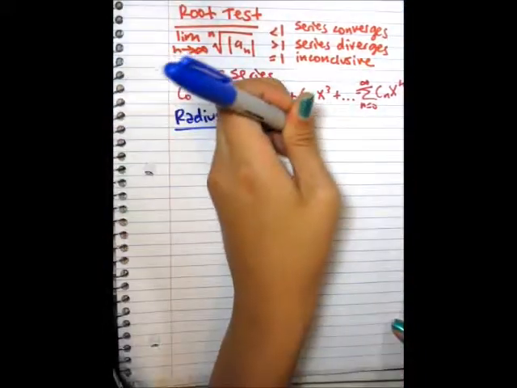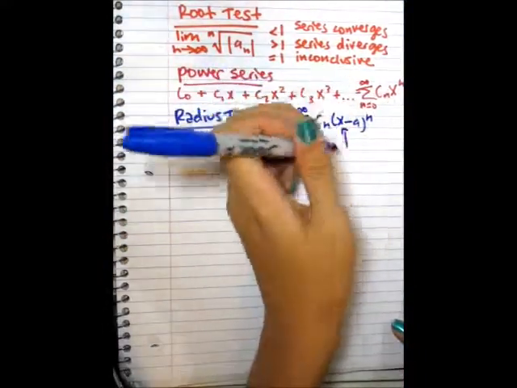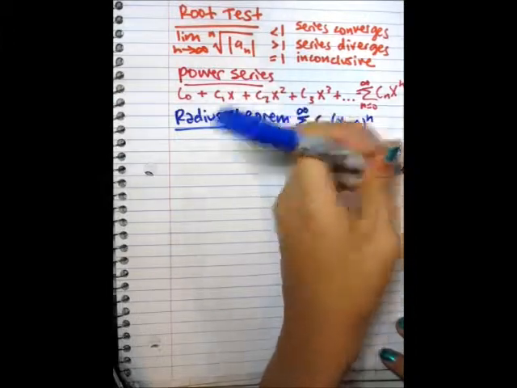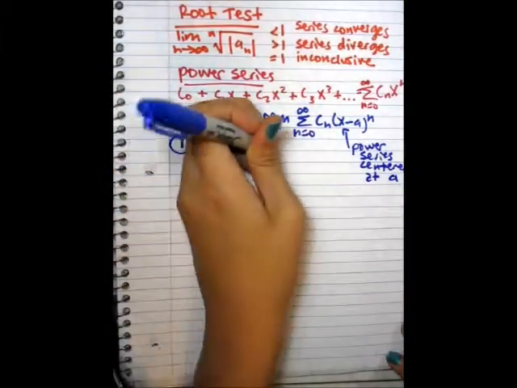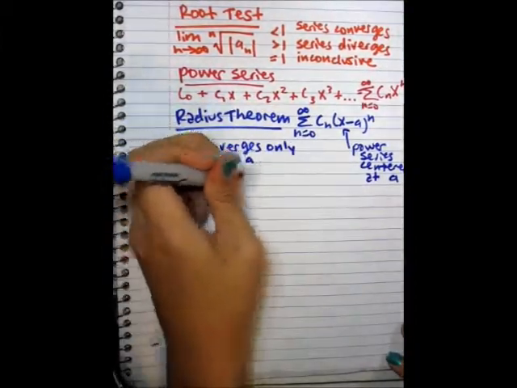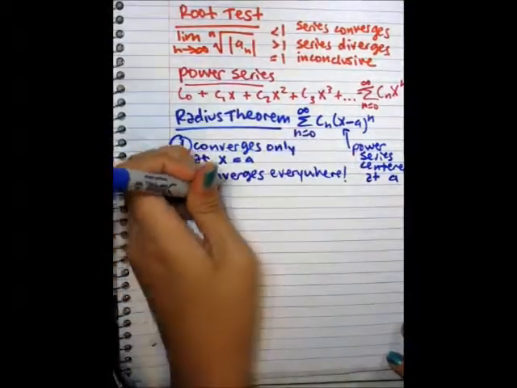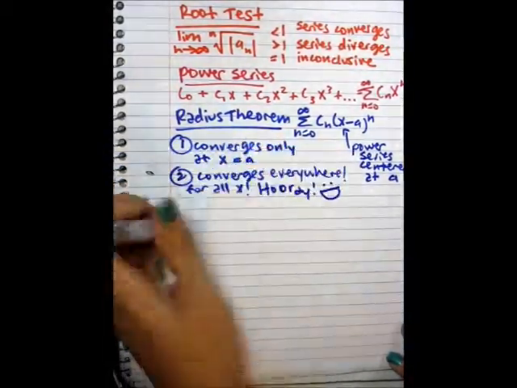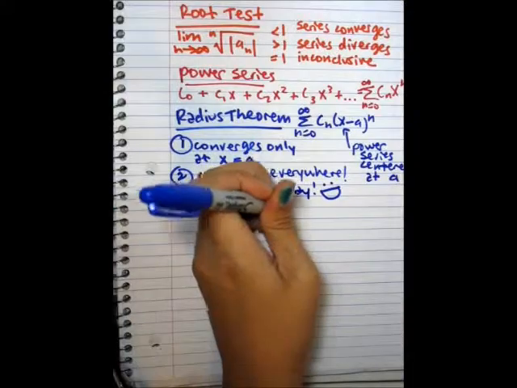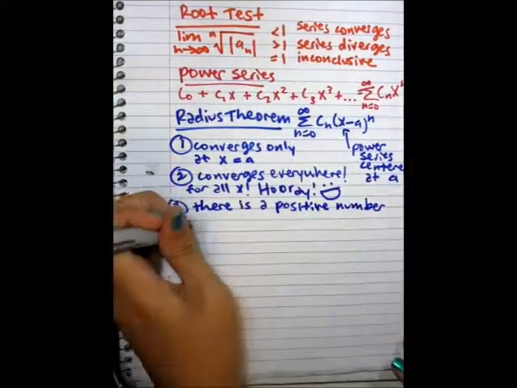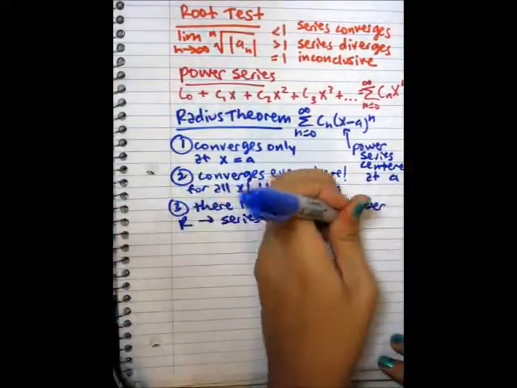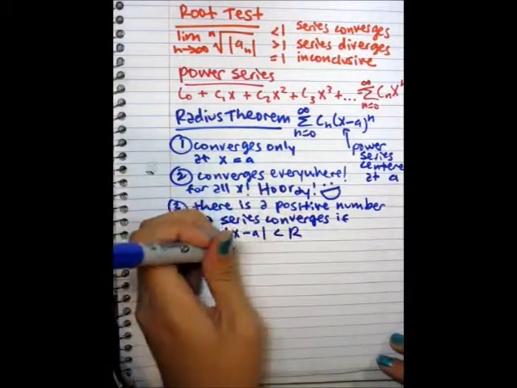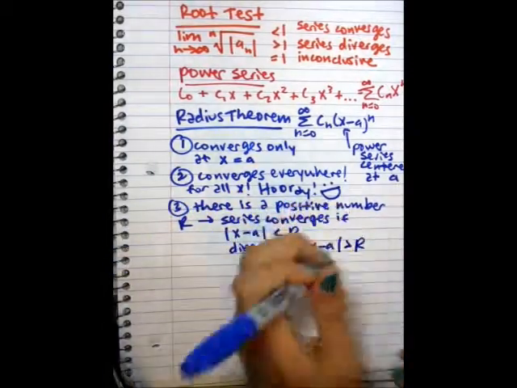An important theorem, the radius theorem, tells us that for a given power series, sum as n goes from 0 to infinity of c_n times the quantity x minus a to the power n, there are only 3 possibilities. First, the series converges only when x equals a. Second, the series converges for all x. And third, there is a positive number r such that the series converges if |x minus a| is less than r and diverges if |x minus a| is greater than r.